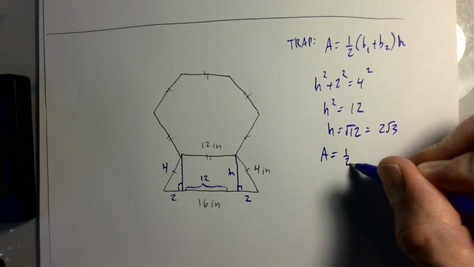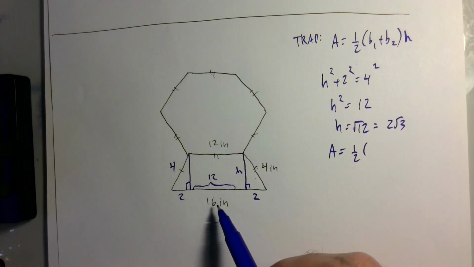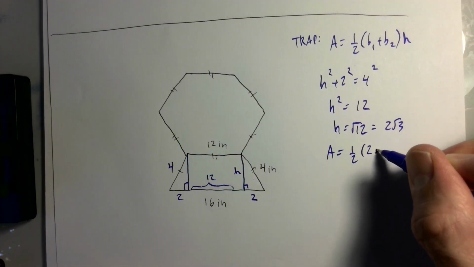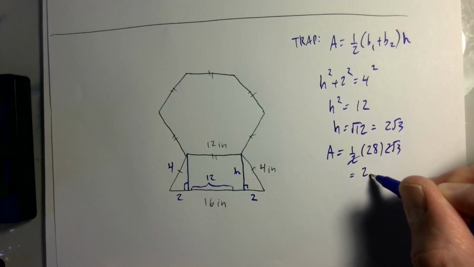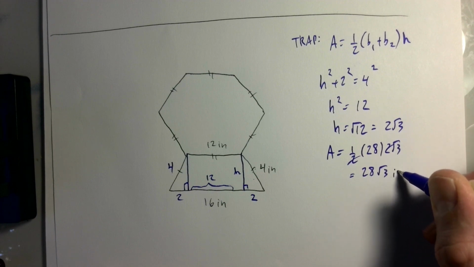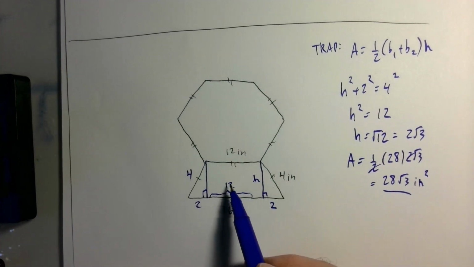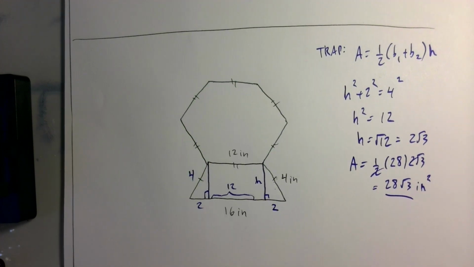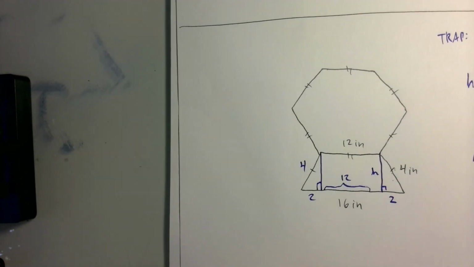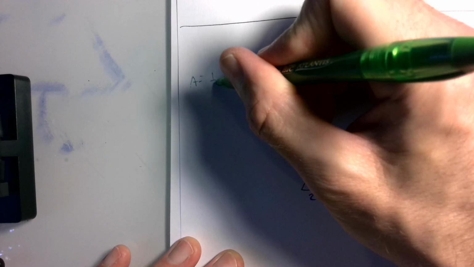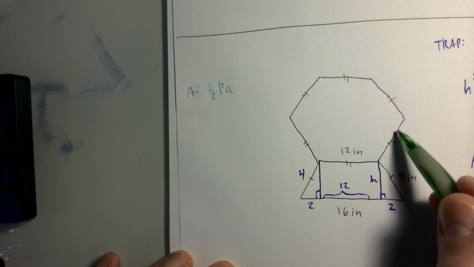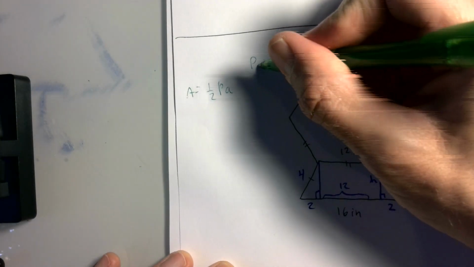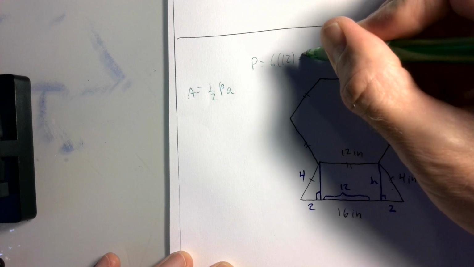So area is half of 12 plus 16, which is 28, times 2 square root 3, and that reduces to 28 square root 3. Okay, that's square inches. Last thing we need is we're going to add this area to that regular hexagon. We just went over areas of regular polygons a little while ago. Write that to the side. A equals 1/2 perimeter times apothem. And so perimeter, that's 12, and I have 6 of them. Perimeter is going to be 6 times 12, which is 72.